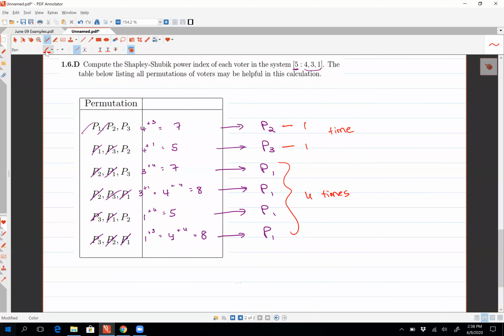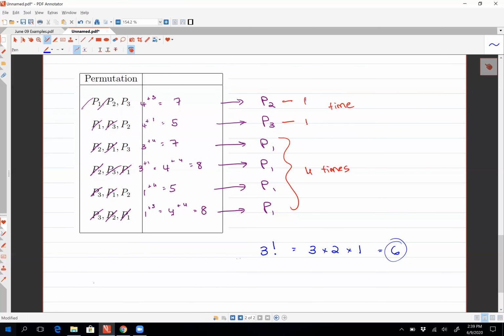Now, to calculate the power index here, we need to calculate how many permutations there are. Remember, a number followed by an exclamation point means you take that integer, you keep on subtracting 1, and you multiply all of those integers together. So in this case, 6. And this is another way to check your math. This total, or this number of permutations, should be the same as the sum of these numbers. 4 plus 1 plus 1 is 6, so that checks out.